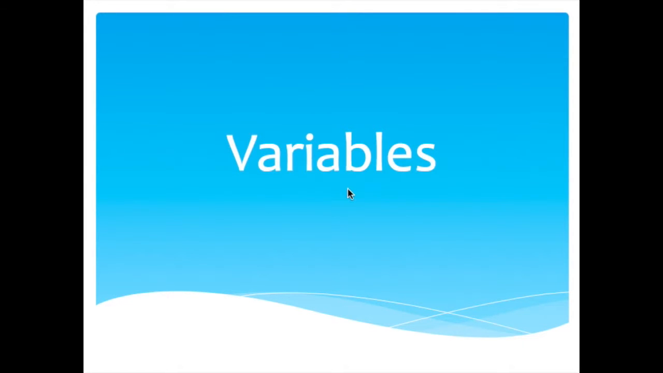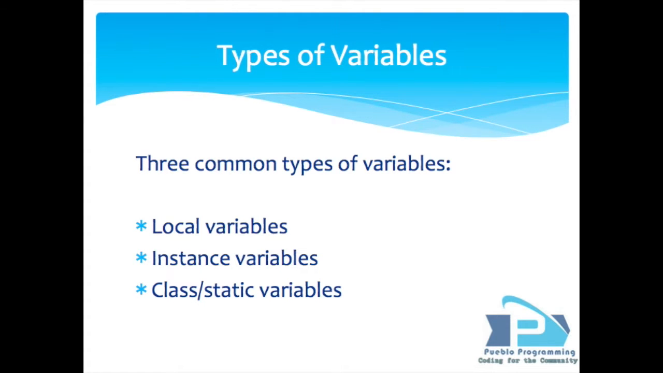In today's video, we're going to be looking at variables in Java programming. In Java, there are three common types of variables. First are local variables, second, instance variables, and third, class or static variables.